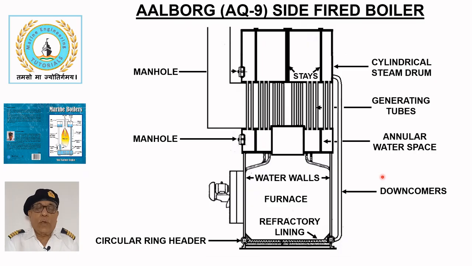To achieve good circulation of water through the water wall tubes and to prevent their overheating, large bore downcomer tubes are provided between the steam drum and the ring header. Burner is attached to the side of the furnace. Burner hole is also used as an inspection opening for the furnace.